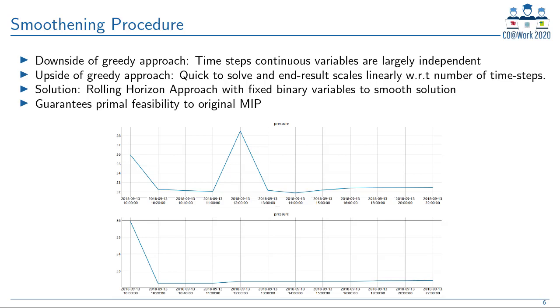Our approach with the smoothing procedure has the nice property that it guarantees feasibility to the original mixed-integer program. It also, like the greedy algorithm, scales linearly with respect to the number of time steps, provided you keep a fixed window size.